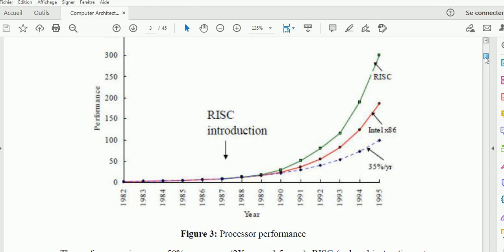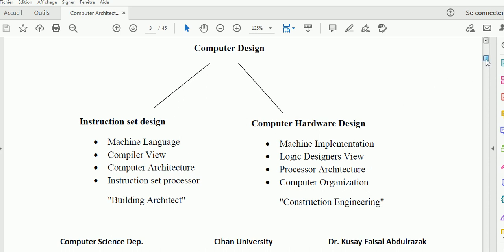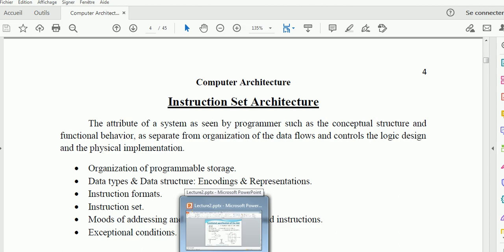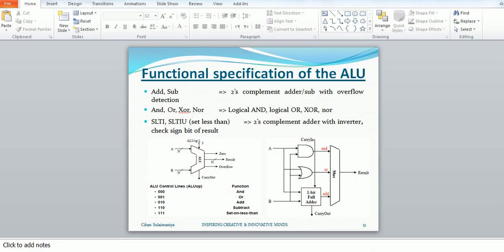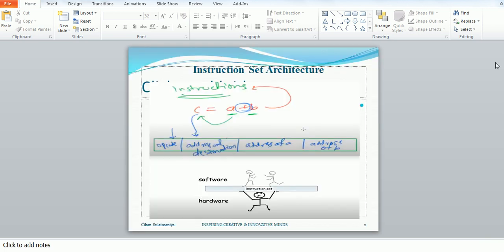After I finished that, I told you at the end that computer design is divided into instruction set design and computer hardware design. In today's lecture I'm going to talk about instruction set architectures and the arithmetic logic unit. Before I start with this, I'm going to show you the instruction set architecture as I explain it.